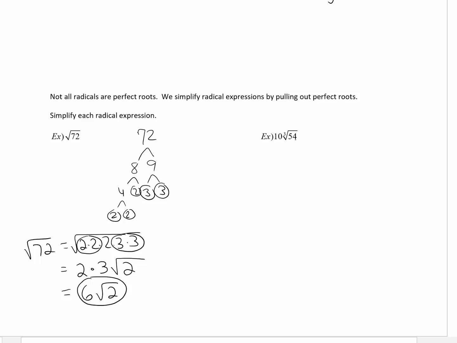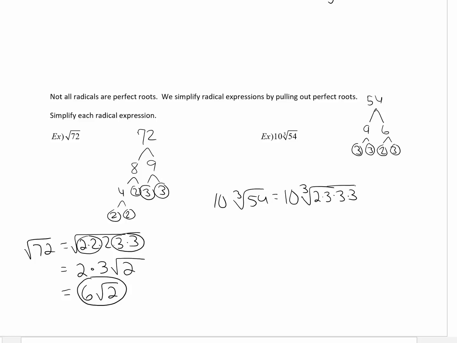So again, I want to do a prime factorization of 54 using a factor tree. Well, that is 9 times 6. 6 breaks down as 2 times 3. And 9 breaks down as 3 times 3. So 10 times the cube root of 54 is the same thing as 10 times the cube root of 2 times 3 times 3 times 3. Now, because the index is 3, I need 3 of the same factors to take 1 out. The only thing here is a 3.